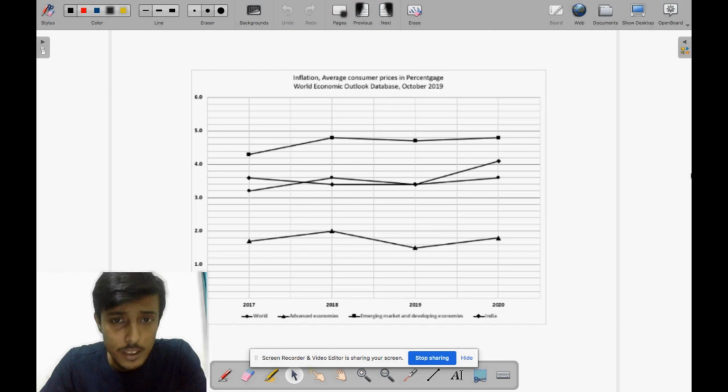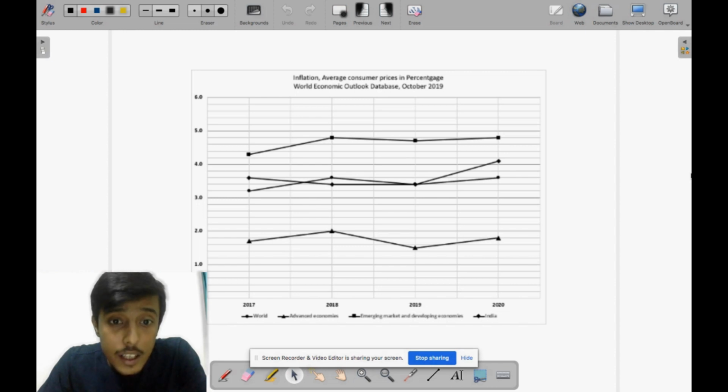Okay, and visually you can see this. Now the second line, which is the India line with the diamond shape, moves from 3.6 back to 3.6. And then you can see the line which denotes world, which moves from 3.2.